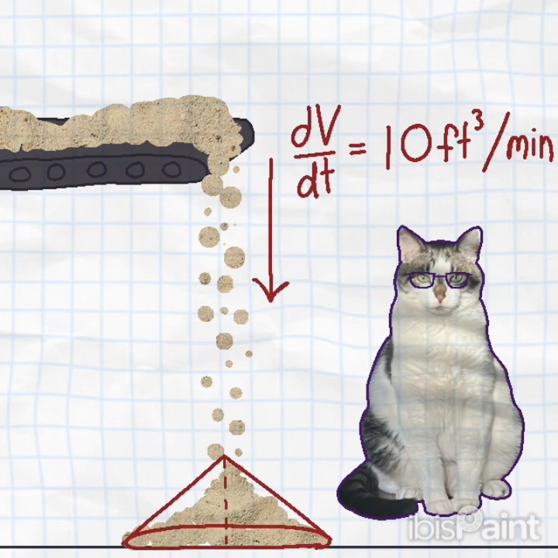We know this because as the sand falls into a pile, the entire pile gets larger, the height and the circular base of the pile. Another giveaway is the units, which are cubic feet per minute. When a unit is cubed, it's most likely referring to volume.